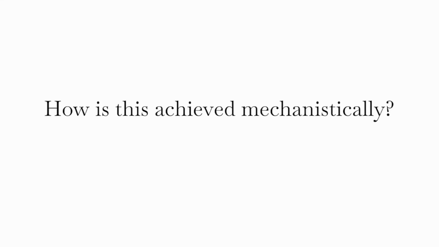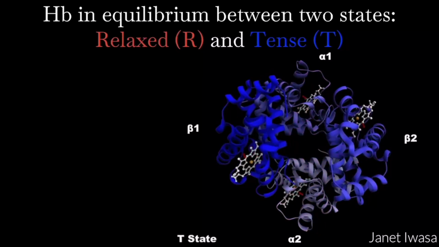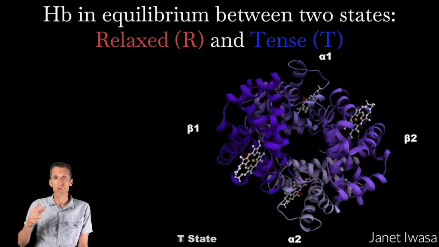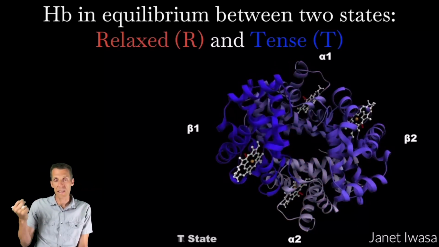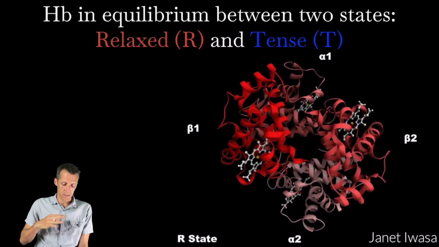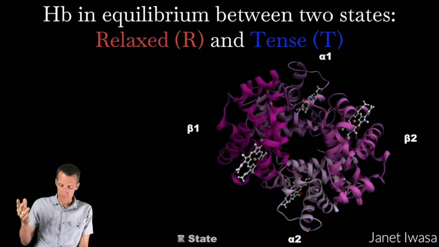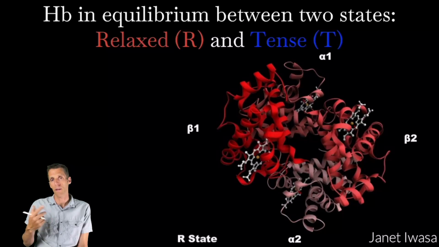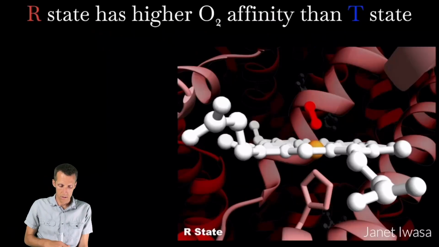Okay, so it's good to be cooperative because it has functional consequences. How is this achieved mechanistically? It turns out this is achieved because hemoglobin is in equilibrium between two different states, R and T. You can see this fluctuation in this diagram that was made by Janet Iwasa. She's got some really nice animations of hemoglobin. So it's going back and forth between R and T.